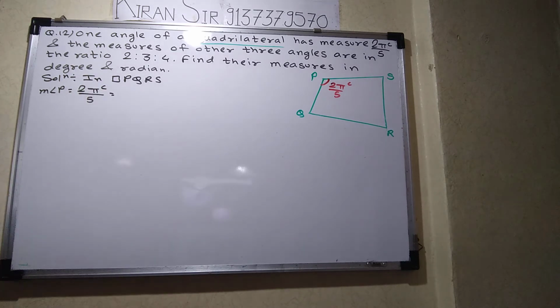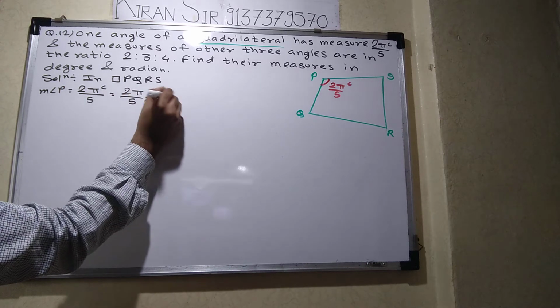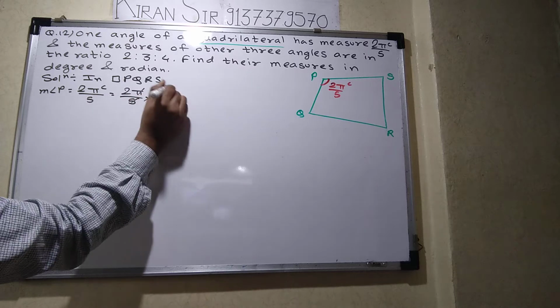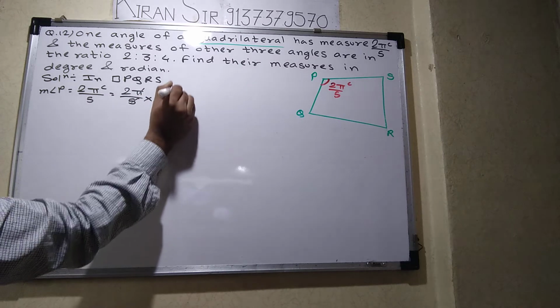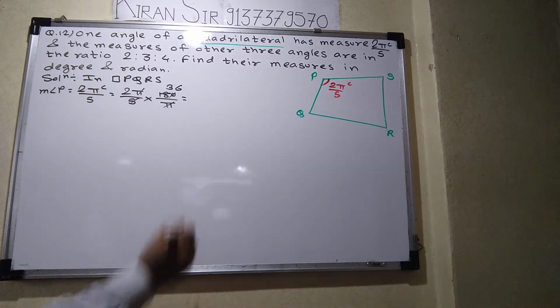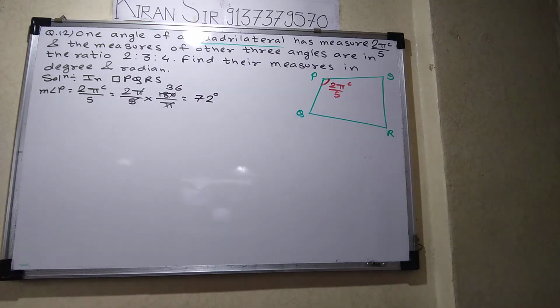Okay. So I don't like radian because it's a new concept. So I prefer degrees. So what will I do? I will convert into degrees. 2 pi upon 5 multiplied by 180 upon pi. Pi gets cancelled. 5 3s are 15, 3 carry. Okay. 5 6s are 30. Am I right? So 36 2s are 72 degrees. Okay. Now understood, no?